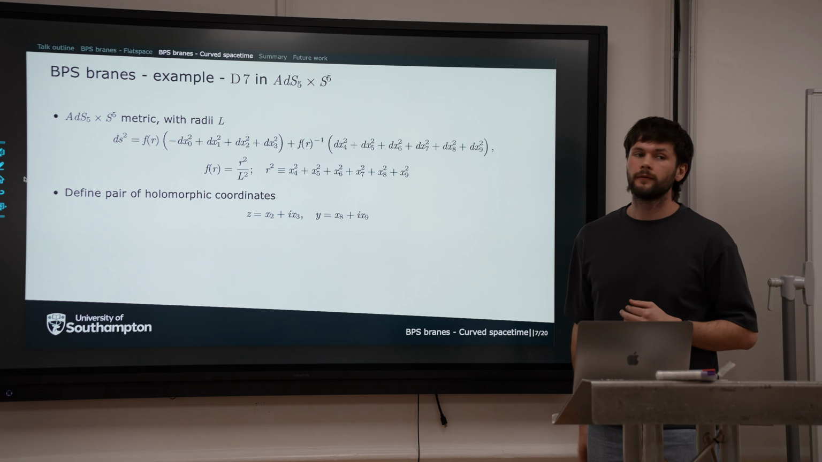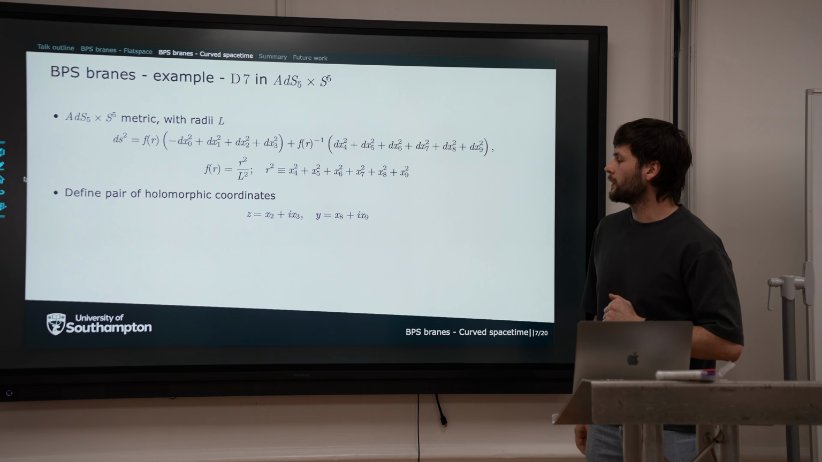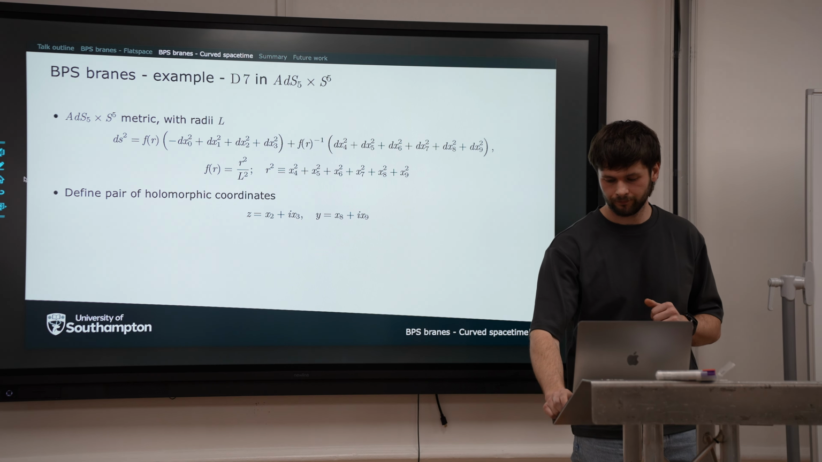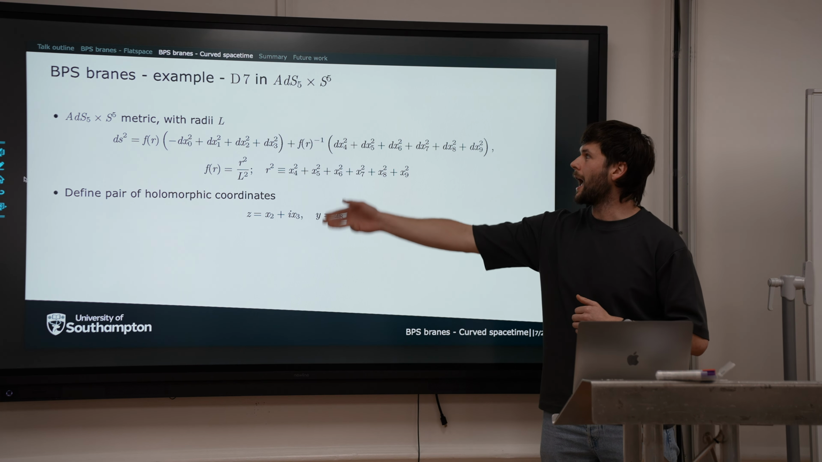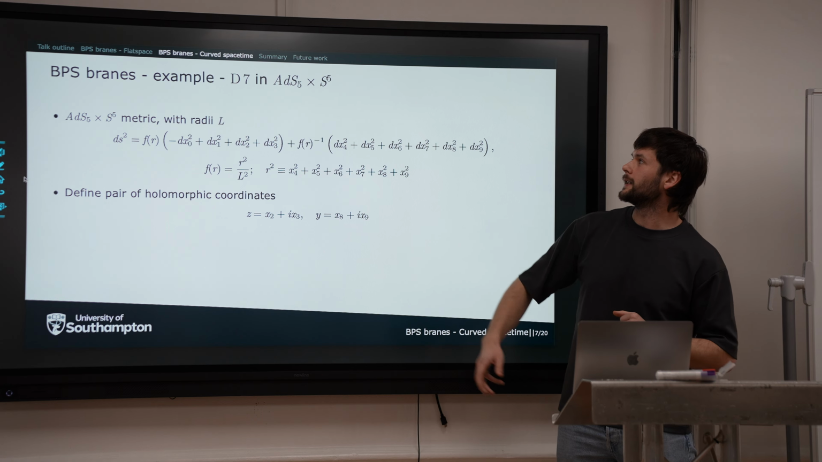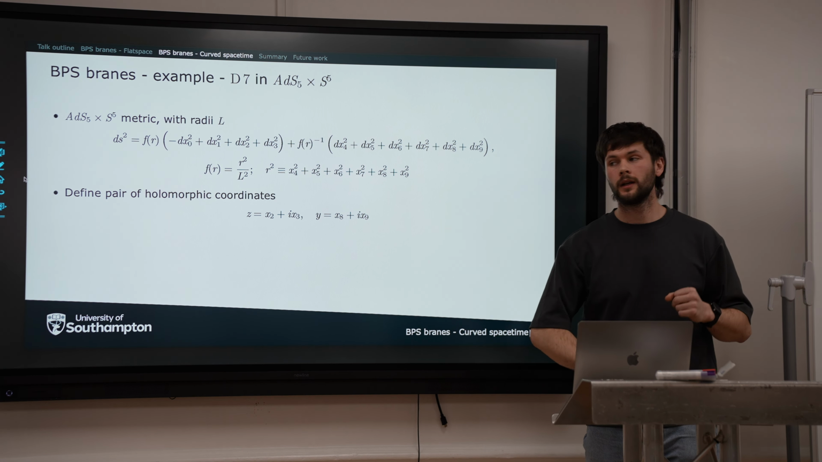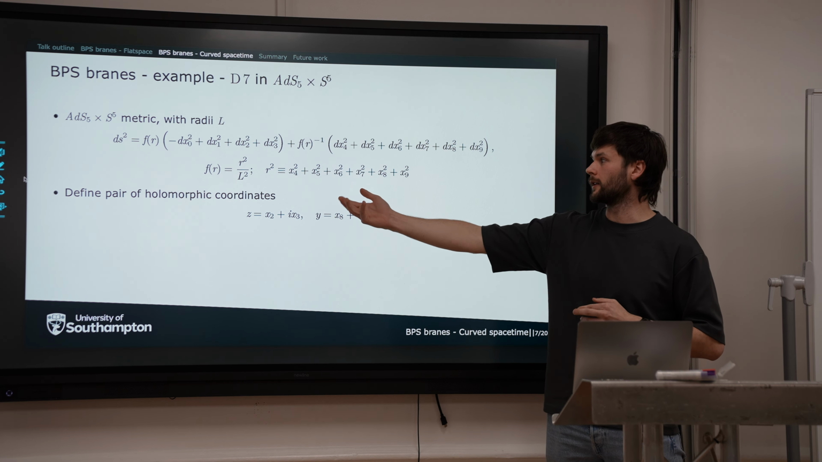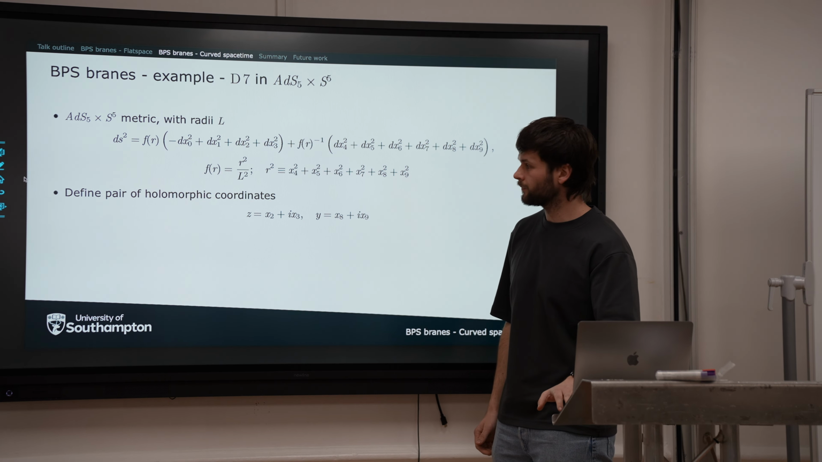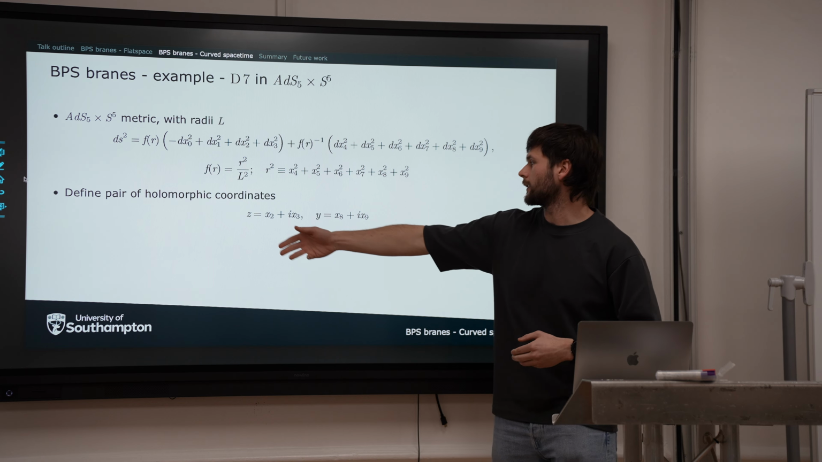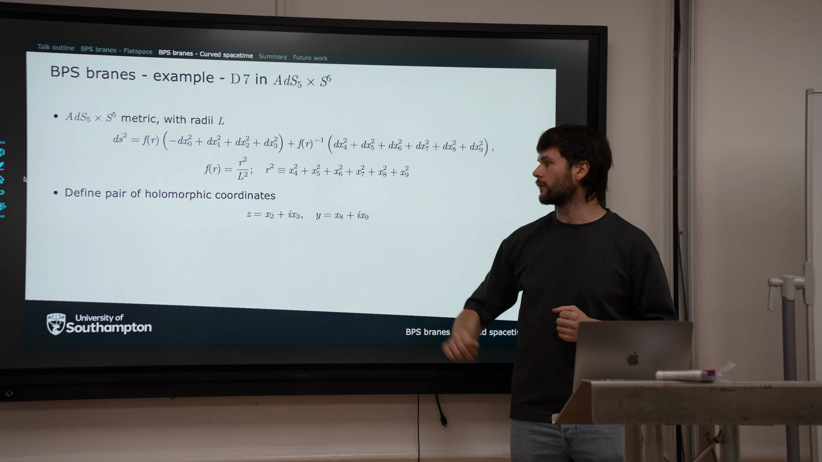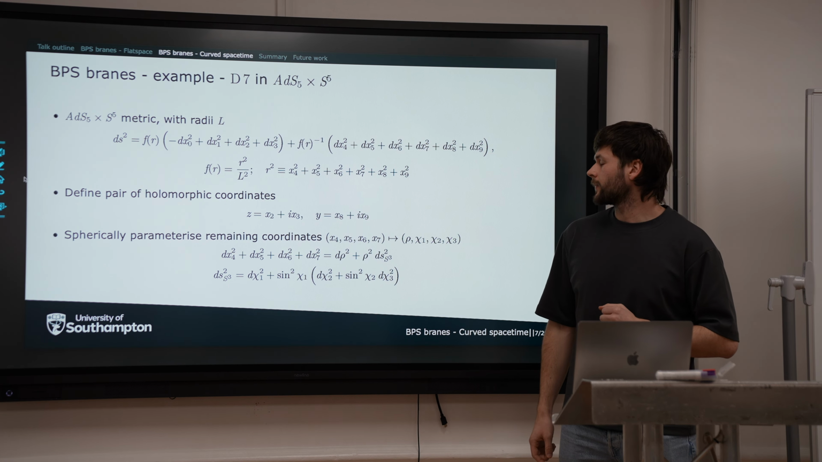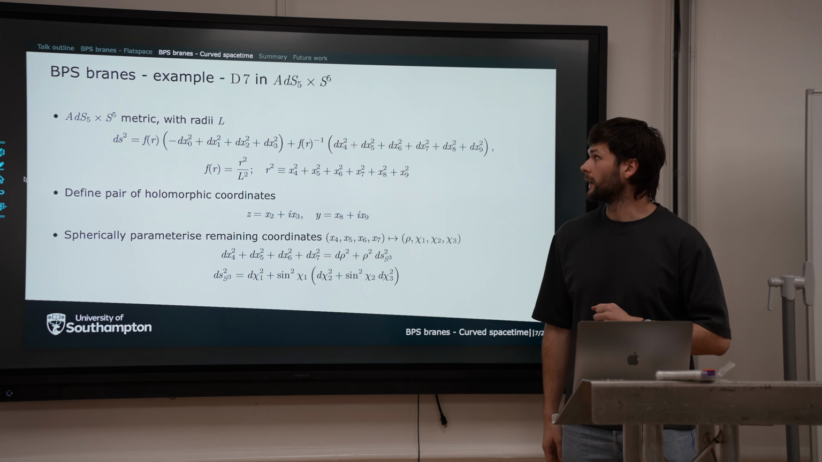Then, in preparation for embedding a D7 brane into this background, I will define a pair of holomorphic coordinates. It will turn out that any embedding of a D7 brane into AdS5 × S5 can be given by any holomorphic function, or in turn, any meromorphic function. So in preparation for that, I define this pair of complex coordinates Z and Y, and then spherically parameterize the remaining coordinates.